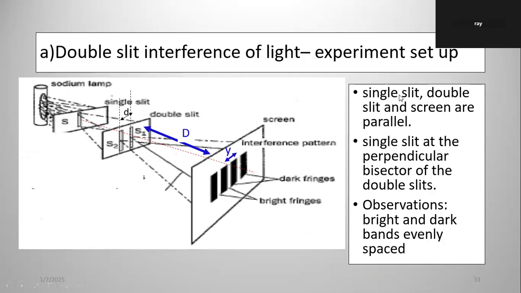So single slit, double slit, and this is your screen. There's a double slit, there's a single slit, and they are all parallel to each other. The single slit is at the perpendicular bisector of the double slit, at the midpoint. Observations: you see bright and dark bands evenly spaced. A sodium lamp provides yellow light.